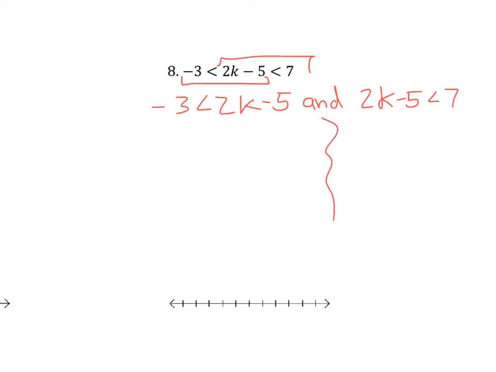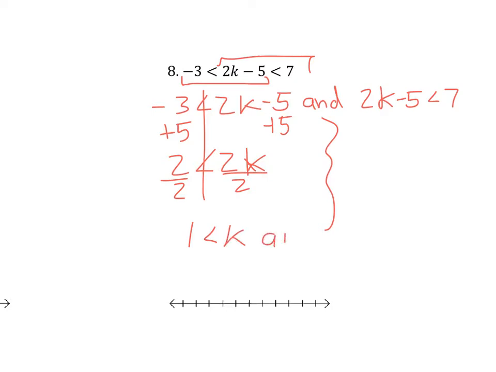Okay, so broken up by and, solve both inequalities separately. So add 5. Divide by 2. And I end up with 1 is smaller than k. Keep your and word in there. Now let's solve the other inequality. So add 5 to both sides. 2k is less than, what would that be, 12. Divide by 2, and k is less than 6.